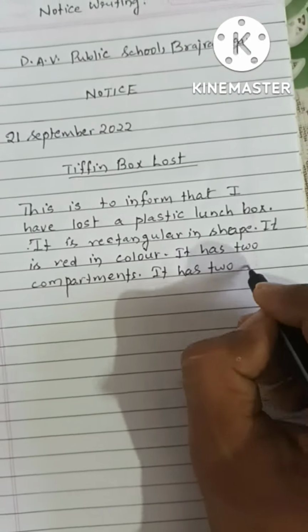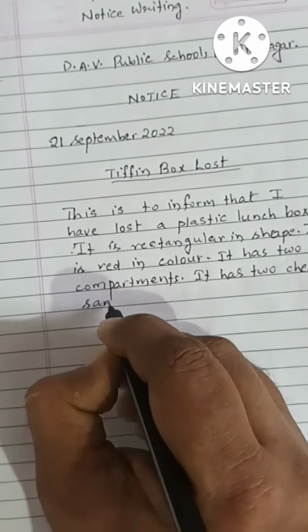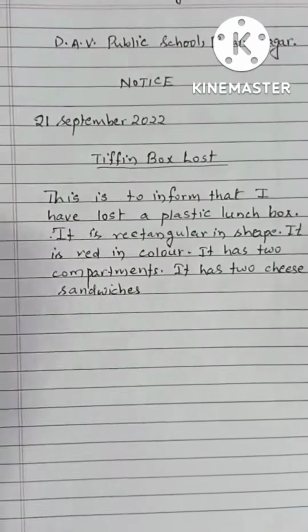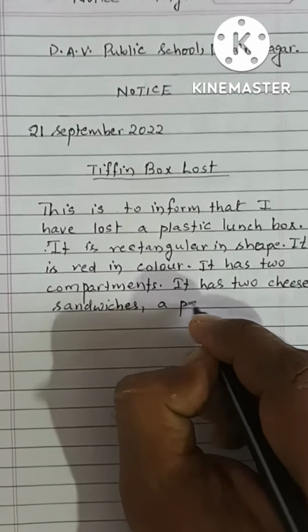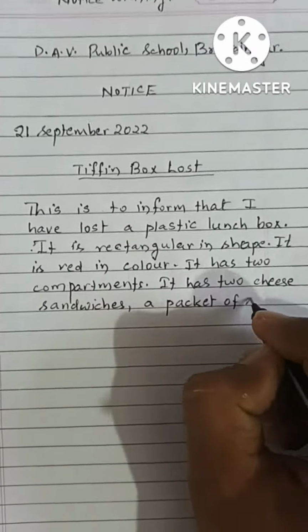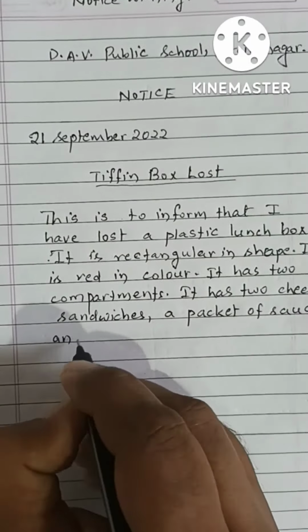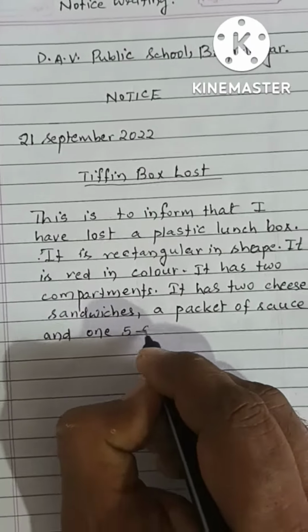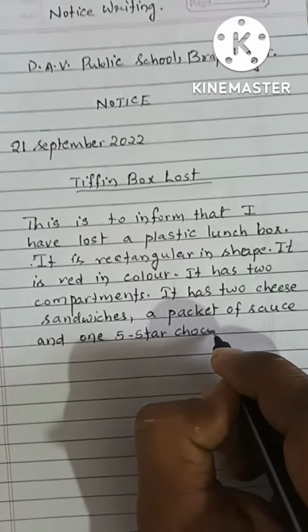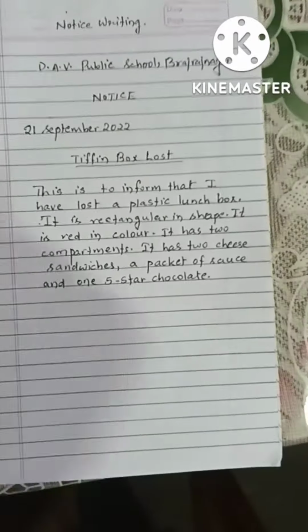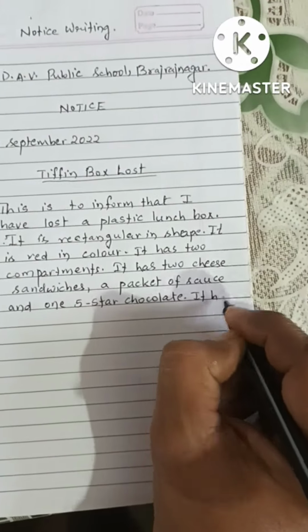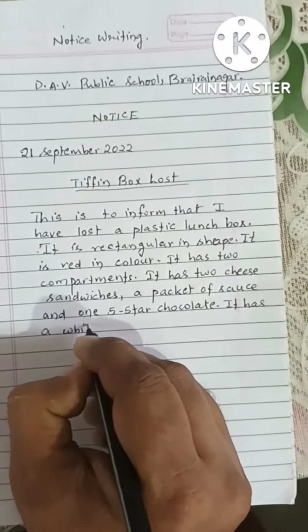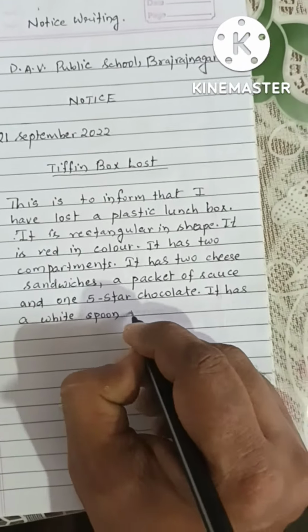It has two cheese sandwiches, a packet of sauce, and one five-star chocolate. It has a white spoon in it.